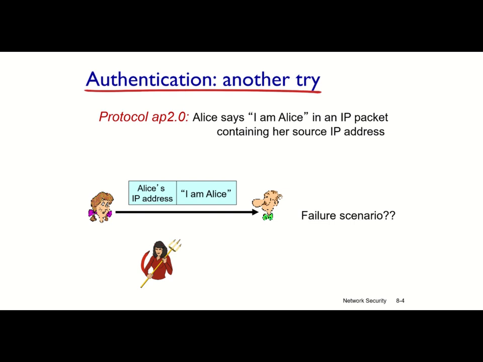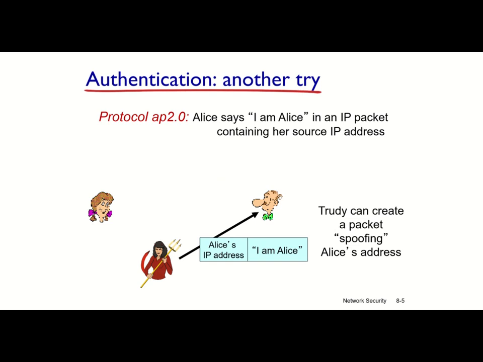So let's make the protocol a bit more complicated to see whether we can provide authentication or not. In this protocol, AP 2.0, Alice sends her IP address along with the message "I'm Alice" so that Bob can find out who has sent the message with which IP address. But again, this will not work. In the next slide, you see the failure scenario.